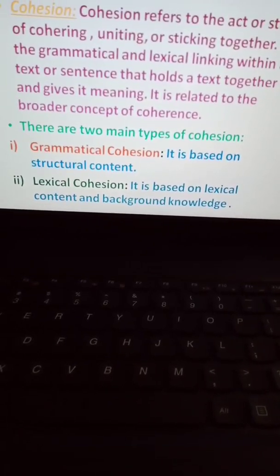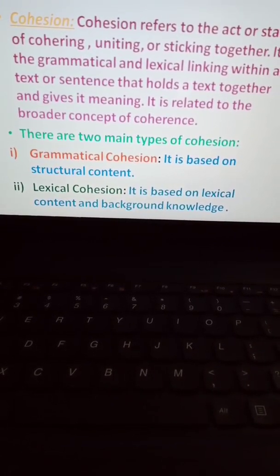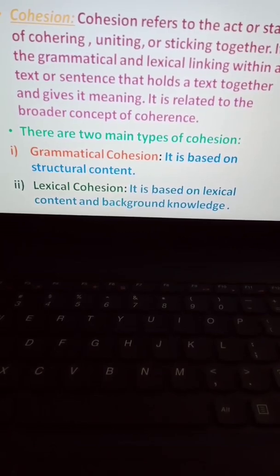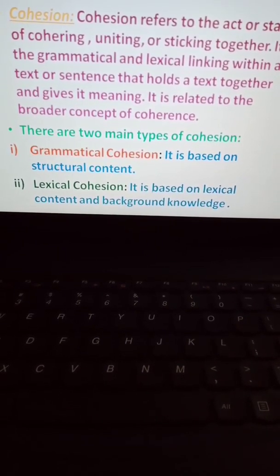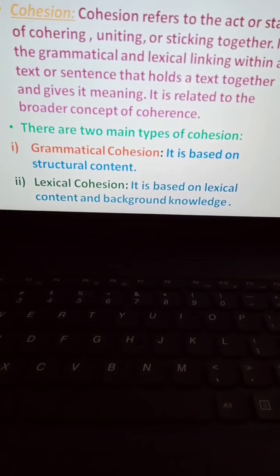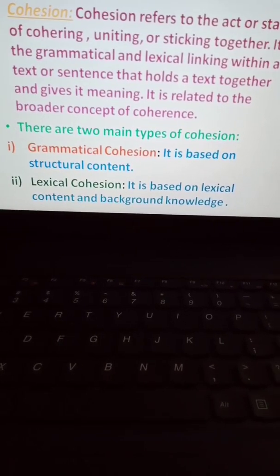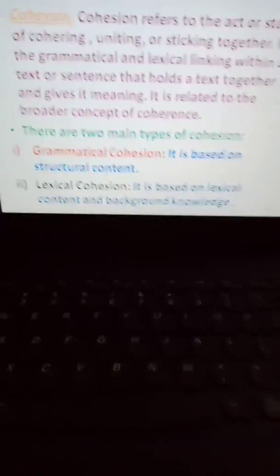So there are two main types of cohesion. That is grammatical cohesion. It is based on structural content. The second one is lexical cohesion. It is based on lexical content and background knowledge.